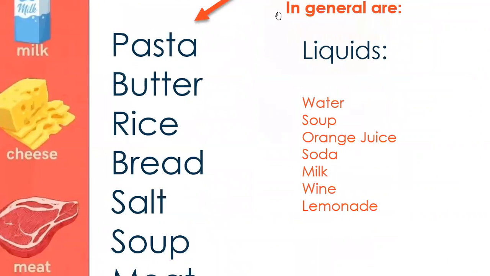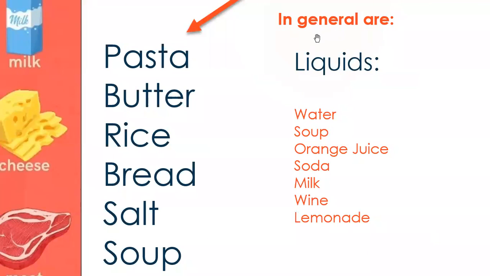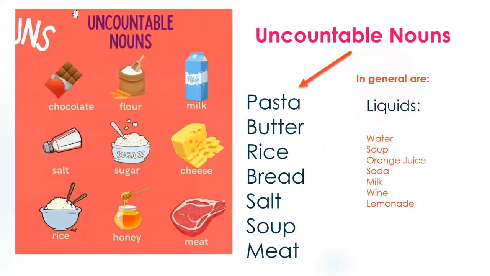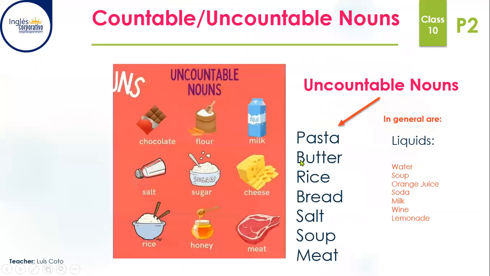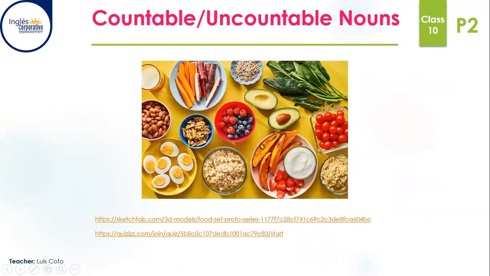What else is uncountable? Uncountable nouns in general are liquids. For example, what liquids do we drink? Water, soup, water, soda, milk, wine, lemonade. In general, we have uncountable nouns, and they can be liquids. All right. Let's see. Let's go countable and uncountable nouns.